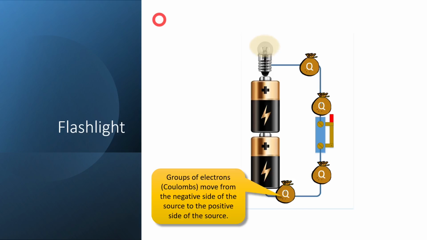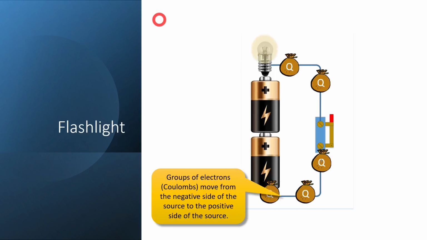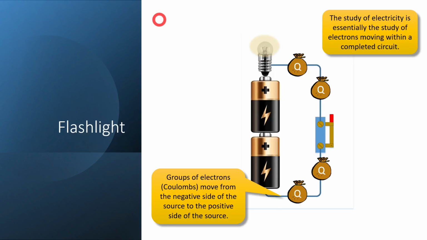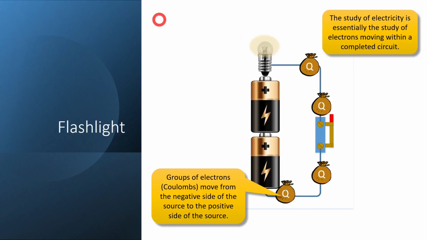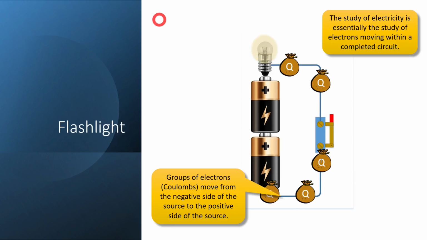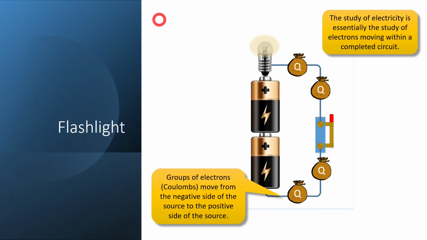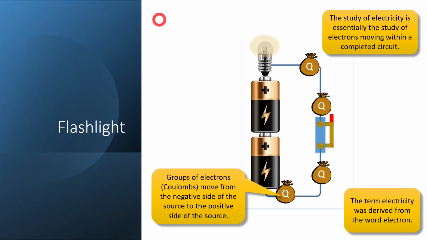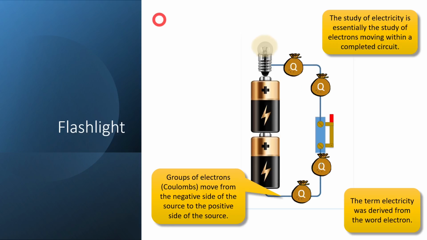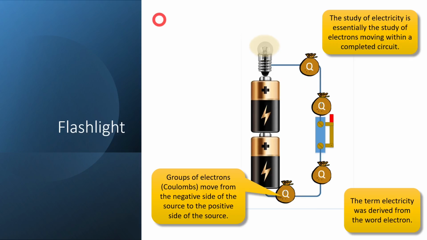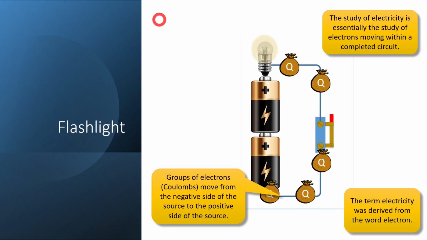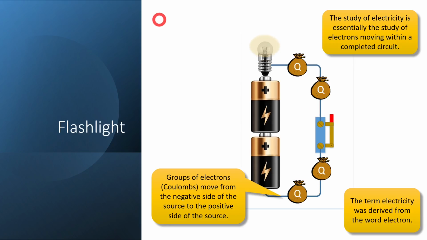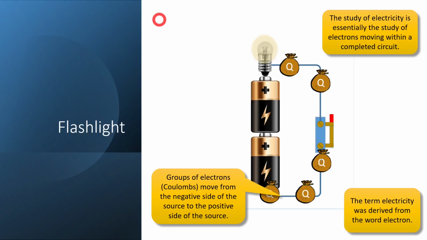So these groups of electrons are going to move from the negative side to the positive side of the source. And when we study electricity, all we're really studying is the movement of electrons within a completed circuit. The term electricity literally comes from the word electron, because it is this phenomenon that electrons will move. An atom will freely give up its electrons and move to the next atom to allow electricity to flow.